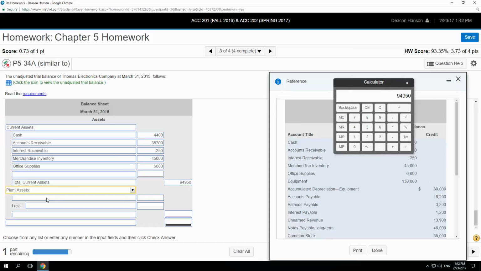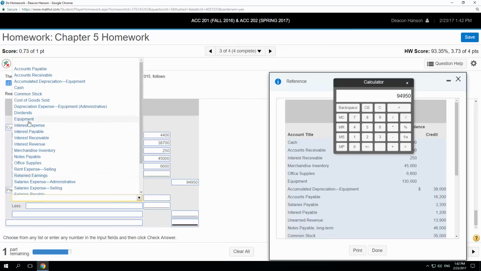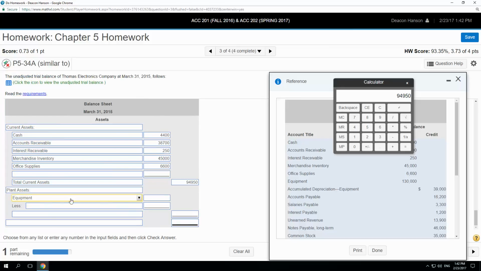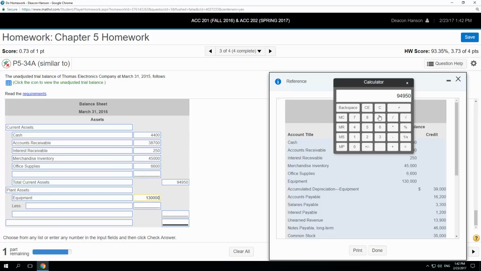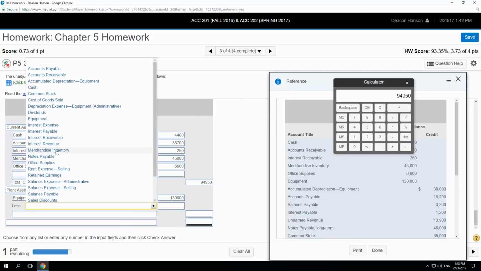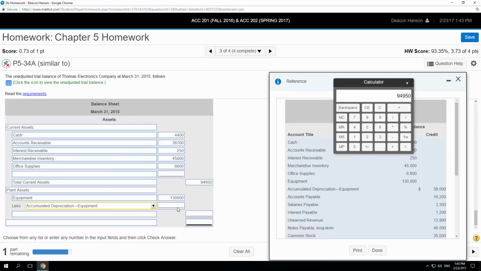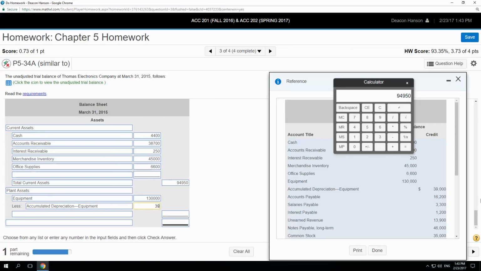So I think we had a question on this one the other day, right? How do you show it on the balance sheet? Well, this is how we do it. We show the equipment at cost. So I got $130,000 in equipment to be shown at cost. And then I'm going to show it net of my accumulated depreciation. So you have to say less accumulated depreciation on the equipment, and you'll plug that in, 39,000. So the net equipment amount will be 130,000 minus the accumulated depreciation of 39,000. So 91,000.